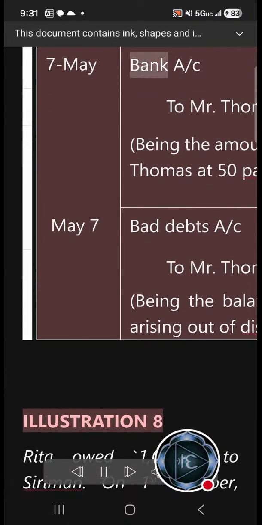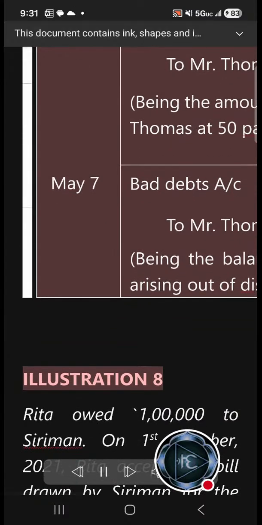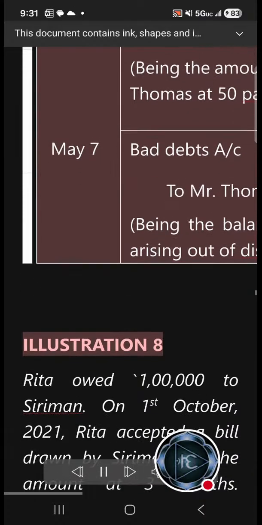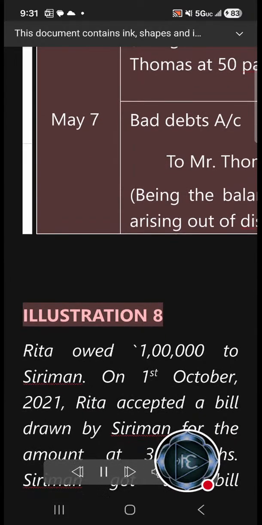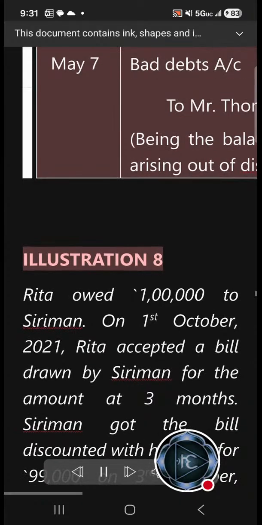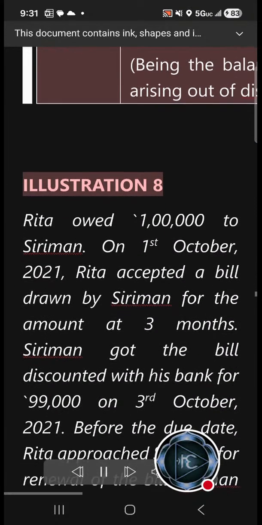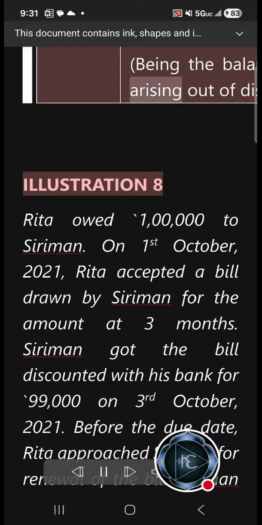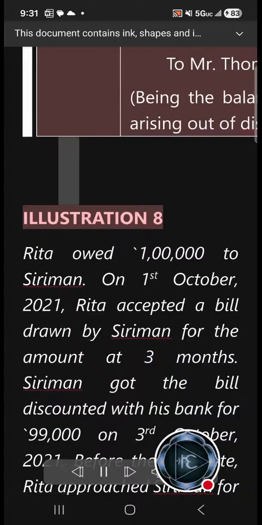3,090 Bank A/C Dr., To Mr. Thomas's A/C 3,090. May 7th. Being the amount received from official assignee of Mr. Thomas at 50 paise per rupee against dishonored bill. Bad Debts A/C Dr. 3,090, To Mr. Thomas's A/C 3,090. Being the balance 50% debt in Mr. Thomas's account arising out of dishonored bill written off as bad. Illustration 8.